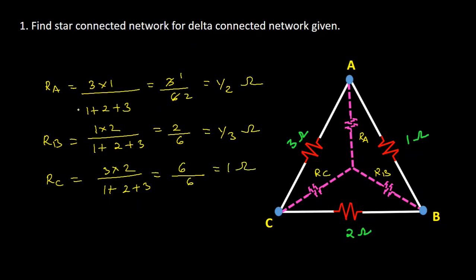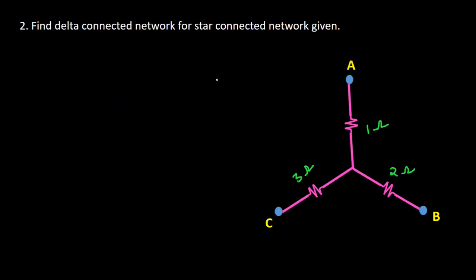So we are getting RA equal to 1 by 2 ohm, RB equal to 1 by 3 ohm, and RC equal to 1 ohm. So this is 1 by 2 ohm, this is 1 by 3 ohm, and this is 1 ohm. Okay, so we have found the equivalent star connected network for the delta connected network. Now the second question is to find the delta connected network for the star connected network given.